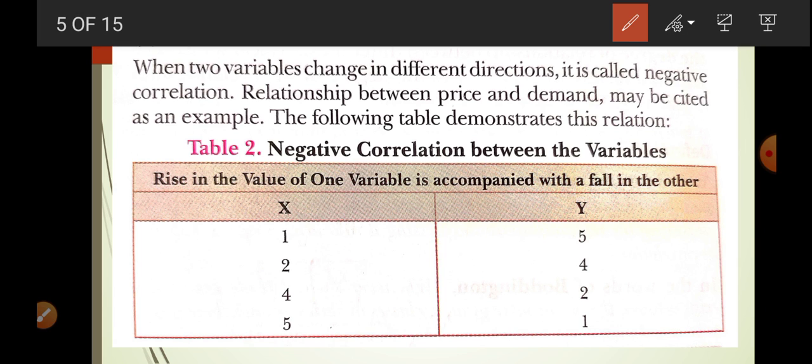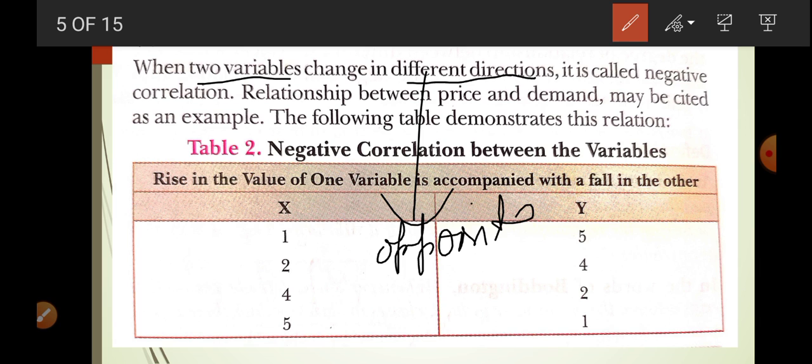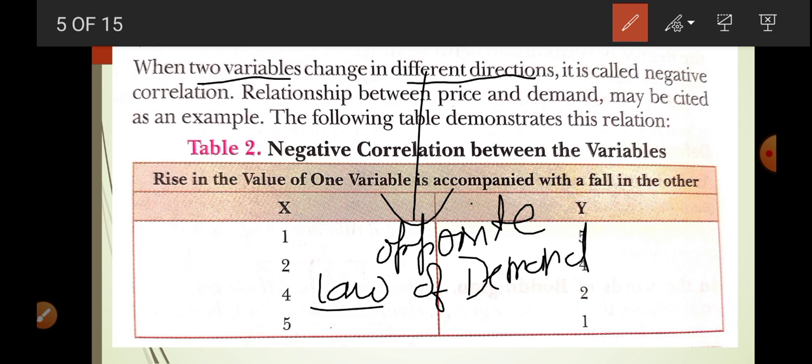Come to the negative relation. A negative relation is when two variables are changing in different direction, okay, opposite direction. Different means what? Different means opposite direction. What is its example? Its example is the law of demand.